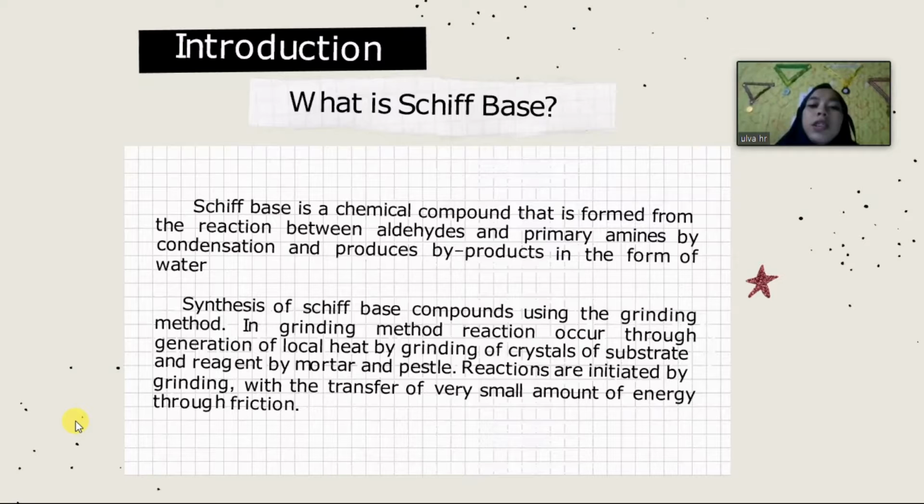What is Schiff base? Schiff base is a chemical compound that is formed from the reaction between aldehydes and primary amines by condensation and produces byproducts in the form of water. Synthesis of Schiff base compound using the grinding method. In the grinding method, reaction occurs through grinding of crystal substrates with mortar and pestle. Reactions are initiated by grinding, with the transfer of very small amounts of energy through friction.